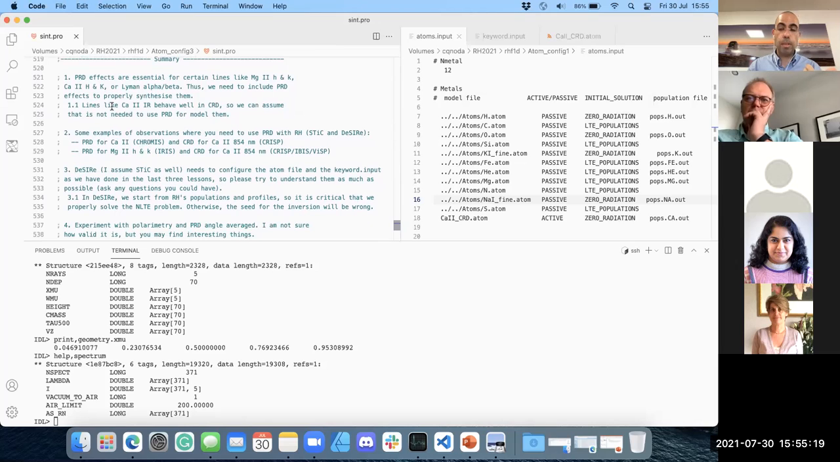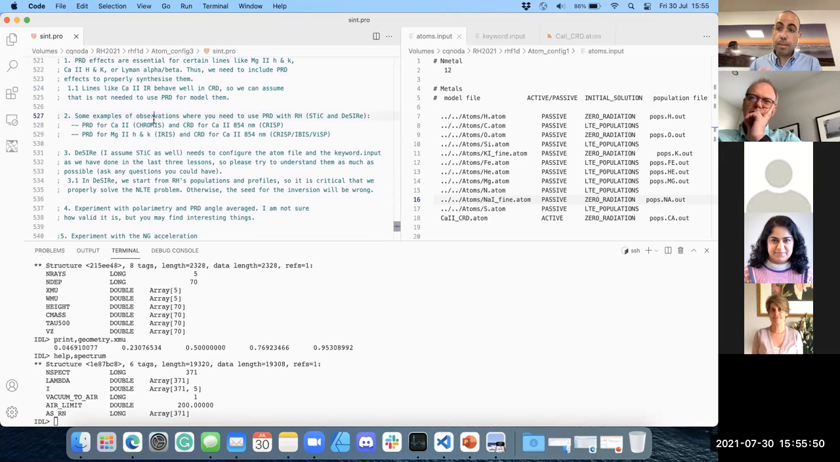But at the same time, as you saw today, for lines like the calcium infrared 8542, it seems that there's no big difference between PRD and CRD. And it's a really big difference in computation for that line, and also in how you treat the polarization. So I would say that it's safe to assume that they can be treated in CRD, and we can do it in the future.